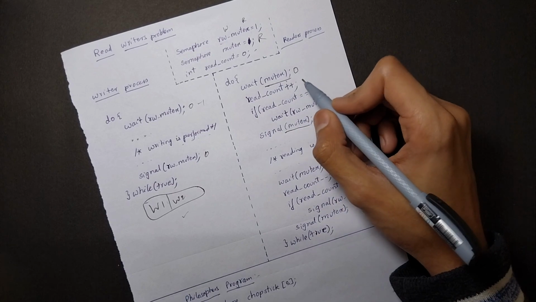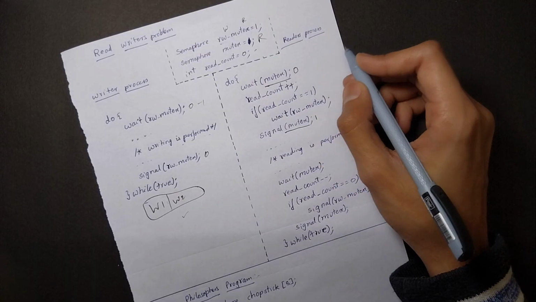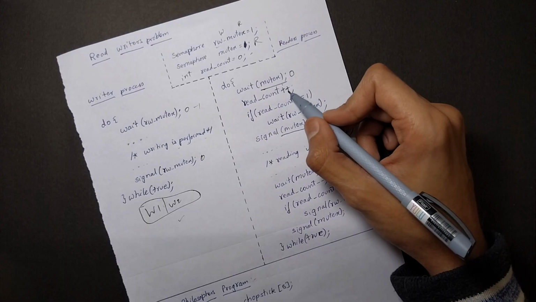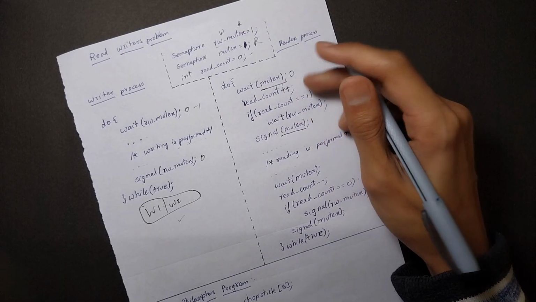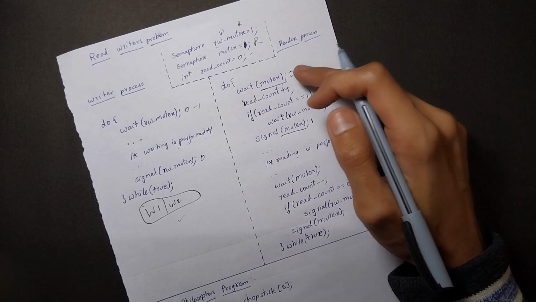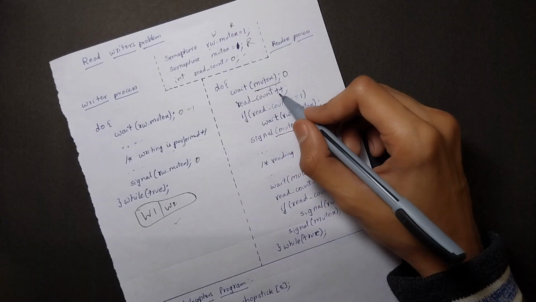So why does he do this? Because read count is incremented, and this is also a critical process. If two readers are doing it simultaneously, then there might be chances of some kind of failure. So that's why he will lock this value for all the readers, so that only one reader can perform this at a time. So first thing is reader count plus plus.